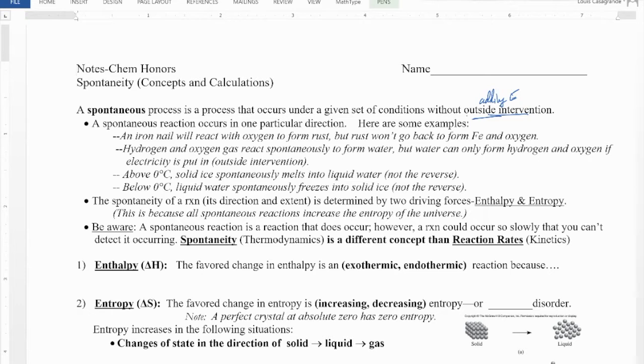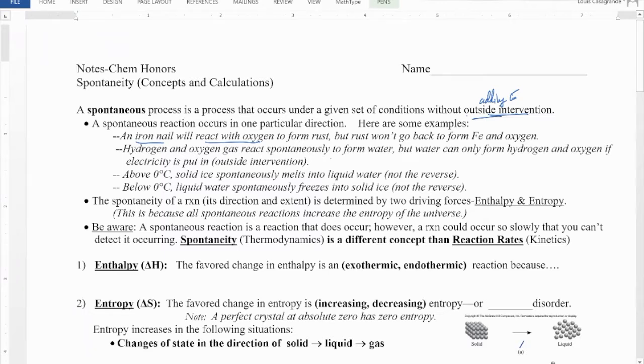Spontaneous reactions will occur in one particular direction. For example, an iron nail will rust by reacting with oxygen. But if you have rust, you can't go back the other way. You can't then, at least not very easily, create oxygen and iron.